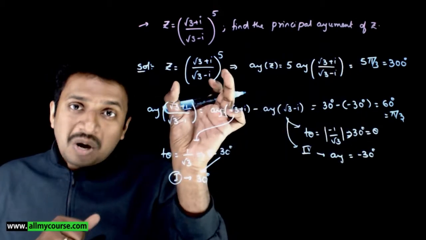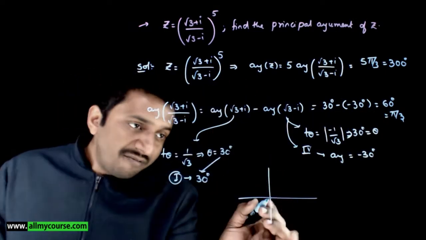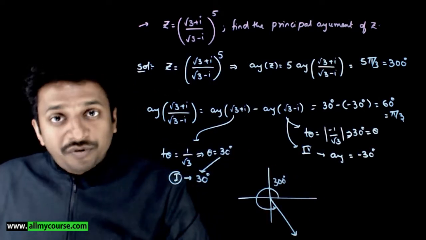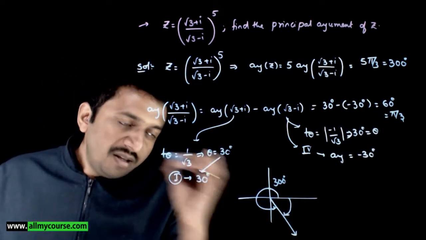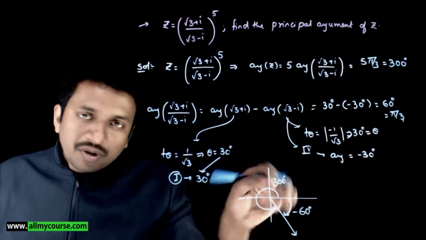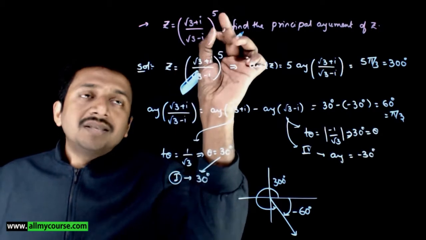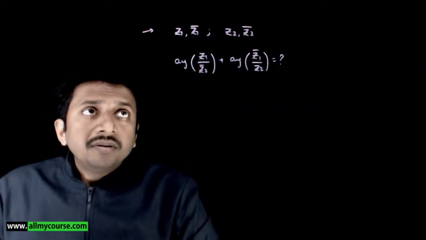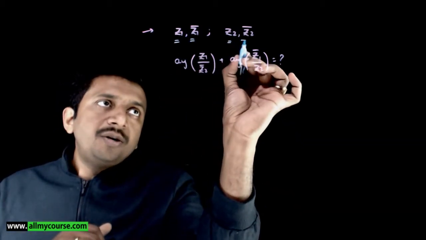So if you try to plot this complex number on the Argand plane, you get this complex number z somewhere corresponding to 300 degrees. If you try to measure this along the principal argument direction, this angle will be the principal argument. So if this angle is 300 degrees, this angle is 60 degrees with a negative sign, because you're going in the clockwise direction. Hence, the principal argument of (root 3 plus i by root 3 minus i) whole power 5 is minus pi by 3.